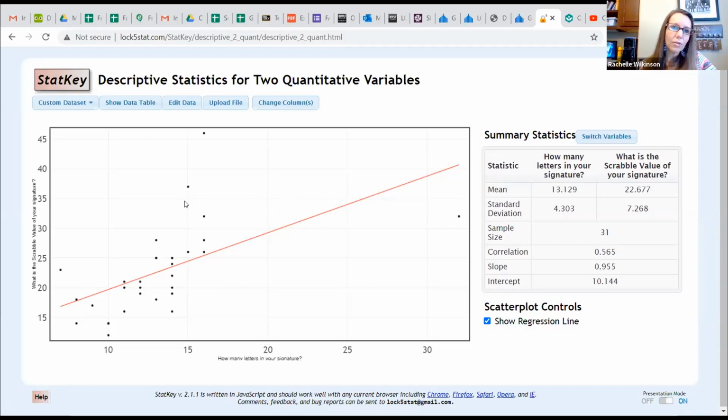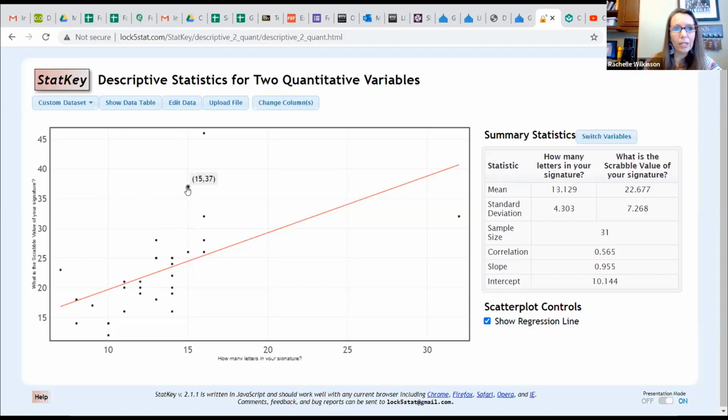Now this person over here would be more of a regular outlier. This is somebody that has a high Y value, but they don't have an extreme X value.